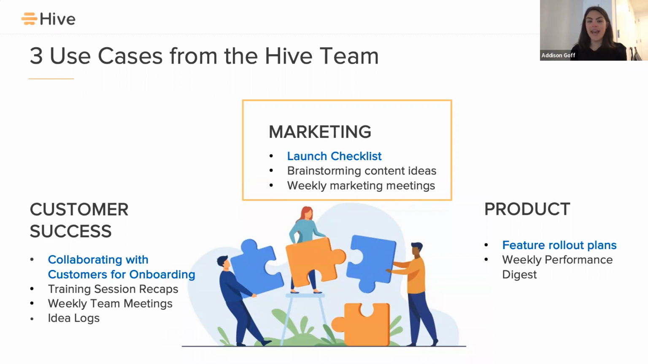The first being a launch checklist for whenever a new product feature comes out, and it's the marketing team's responsibility for spreading the news about that. We also use notes all the time to brainstorm content ideas or any other types of ideas. As anyone else in marketing knows, it's a little more creative, and we're always trying to get as many hands on deck and as many ideas in one place, and notes is a really good way to do that, and then also act on those items. And then lastly, we use notes for our weekly marketing meetings using the threading feature that Oz showed you.